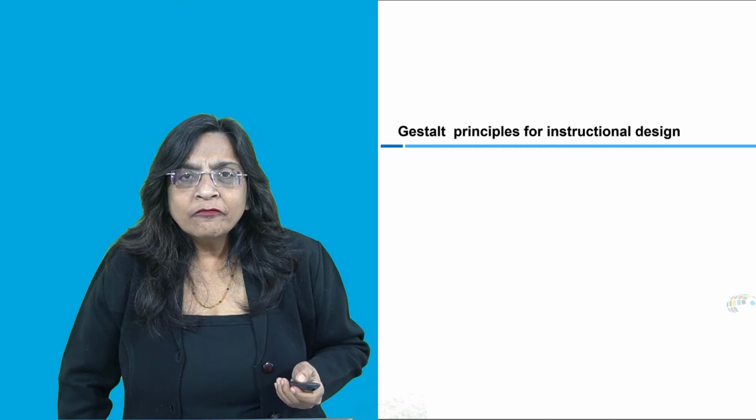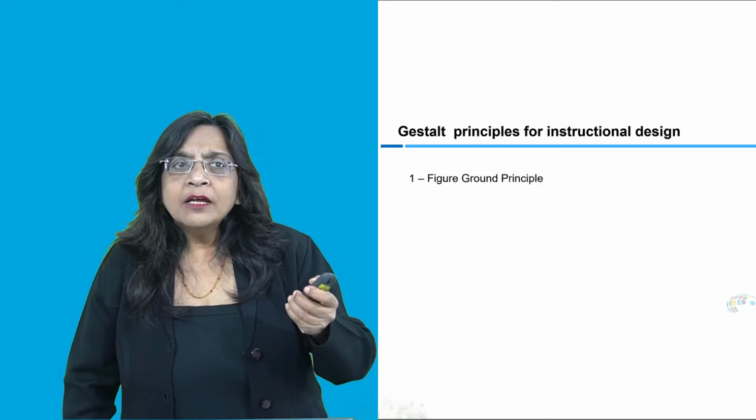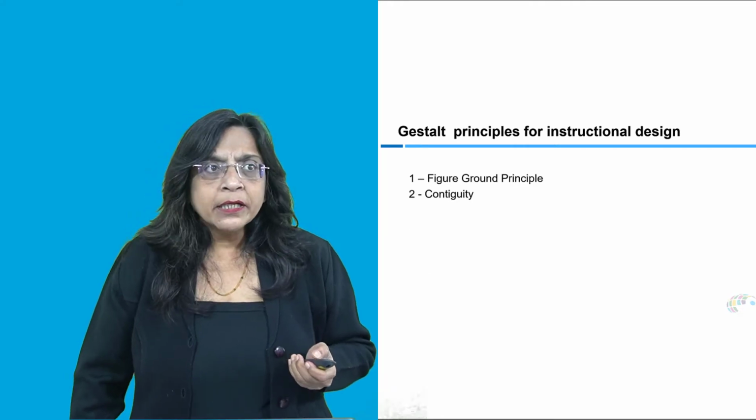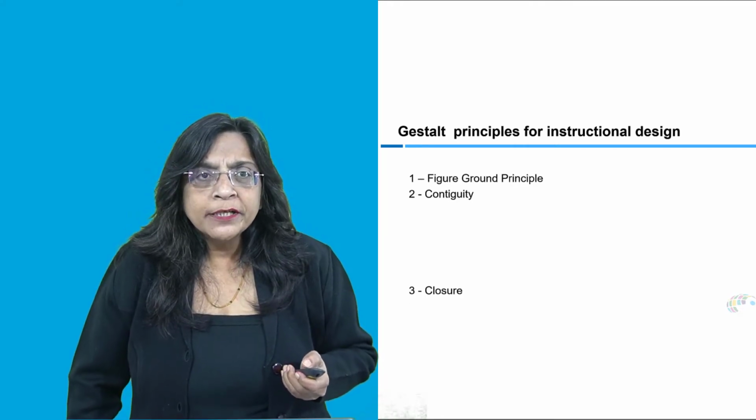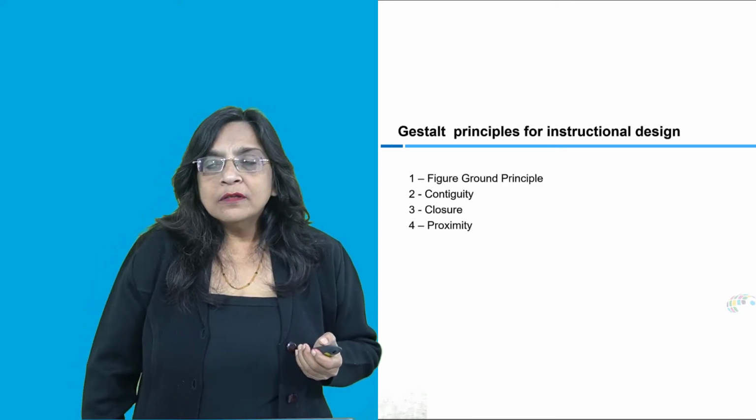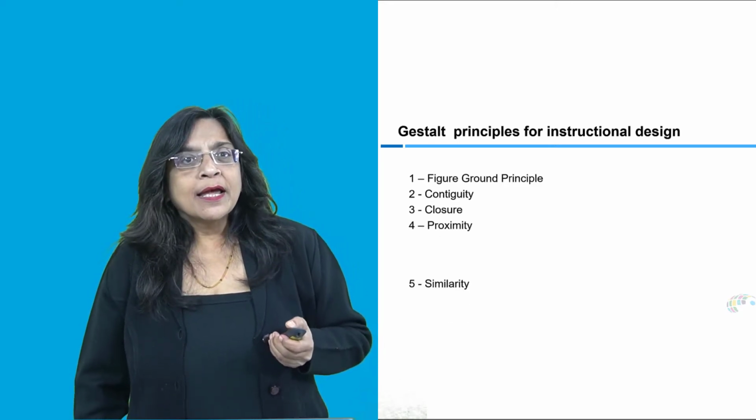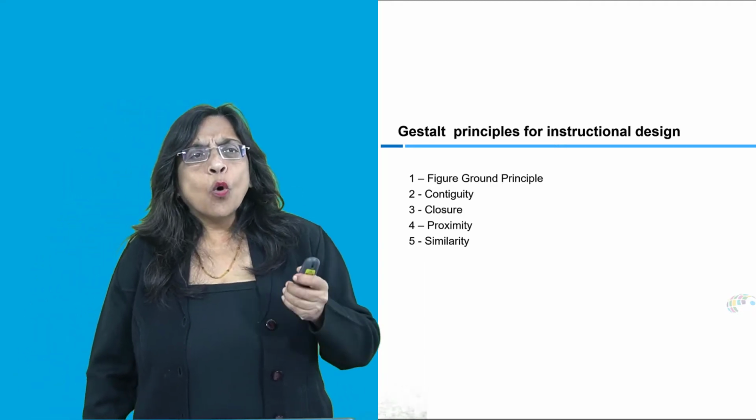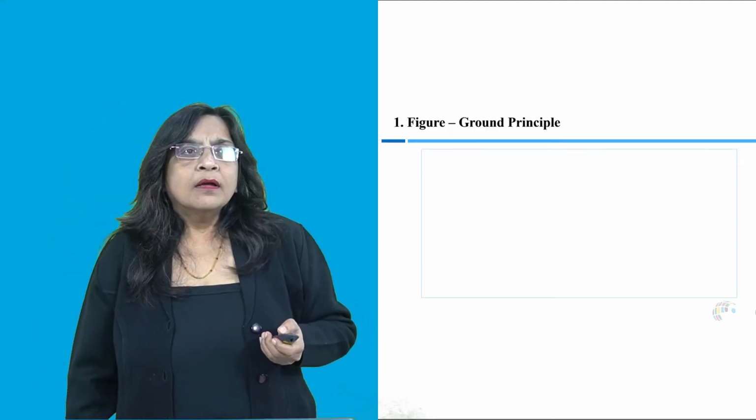So to get over this problem, we have to look at it from 5 principles. The first being the figure ground principle, the second, the principle of continuity, the third, the principle of closure, fourth, the principle of proximity, and the last is similarity. So let's understand what the figure ground principle is.